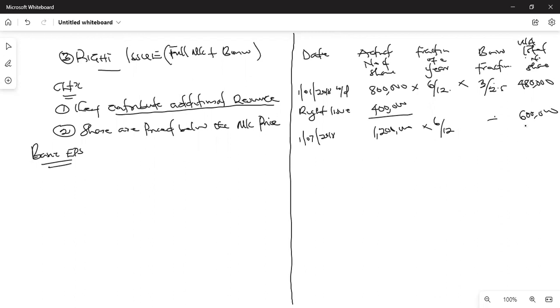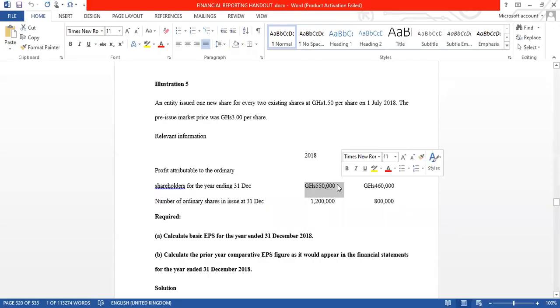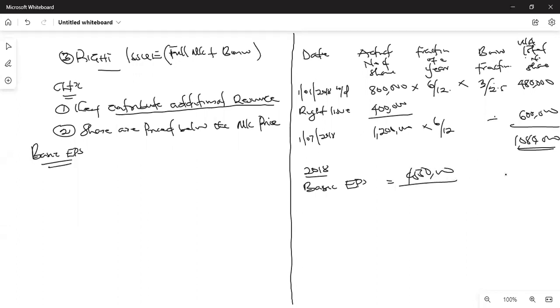We now need to find the total of this, which will give us 1,080. Easy. We now need to come here and pick up our 2018 basic EPS. What was our earnings? Earnings was 550. All right, then we already have our weighted average number of ordinary shares. So we now need to go back and slot in our 550,000 over the weighted average number of ordinary shares, which is 1,087.